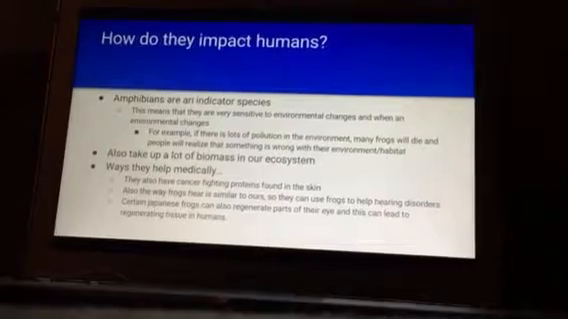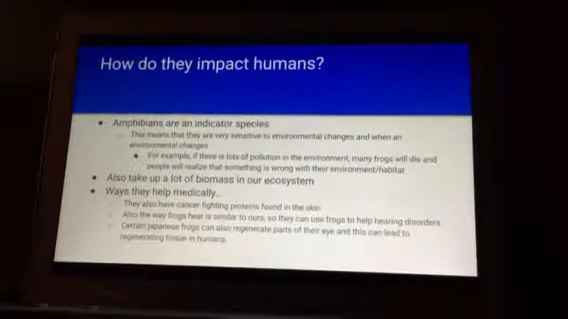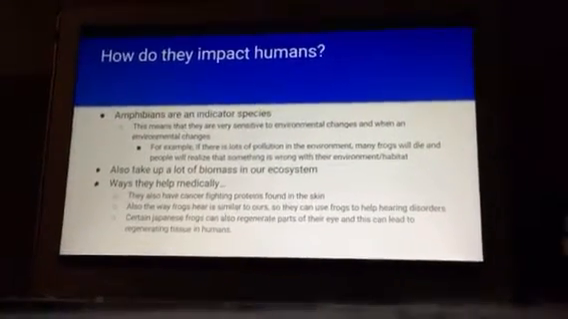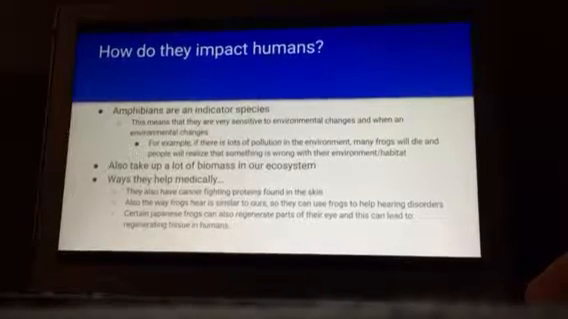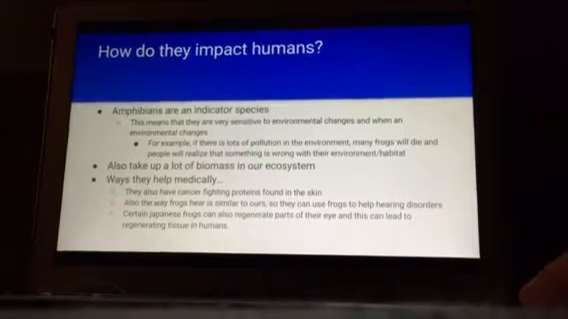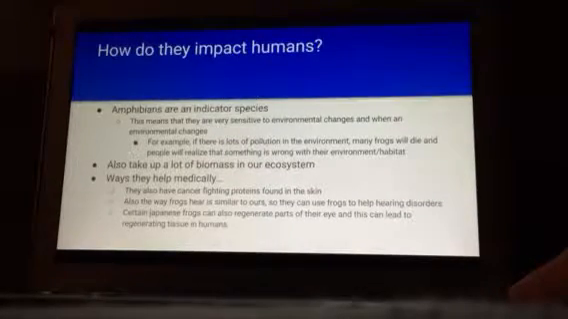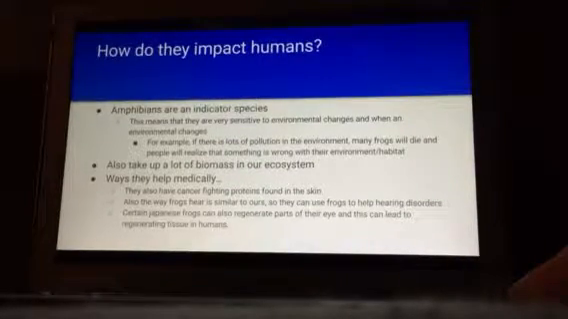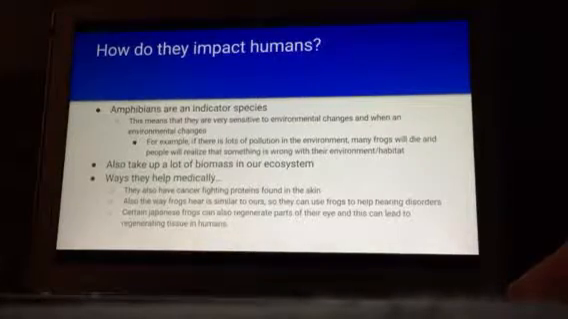Ways they help medically. They have cancer-fighting proteins found in their skin. Also, the way frogs hear is similar to ours, so they can use frogs to help hearing disorders. Last of all, certain Japanese frogs can also regenerate parts of their eyes, and this can lead to regenerating tissues in humans.